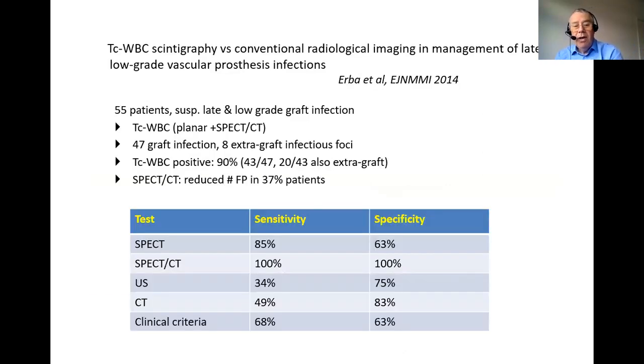And in a review by Paula Alba that was published in the European Journal, they showed that in vascular infections, SPECT-CT is the only method that had 100% sensitivity and specificity, looking at 55 patients. SPECT was better than planar, and everything was better than ultrasound and CT.